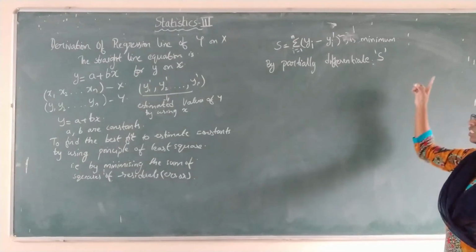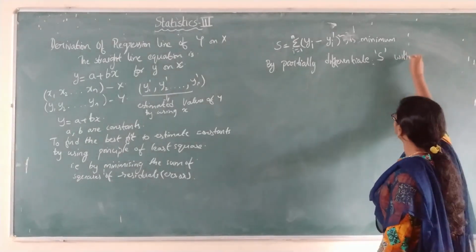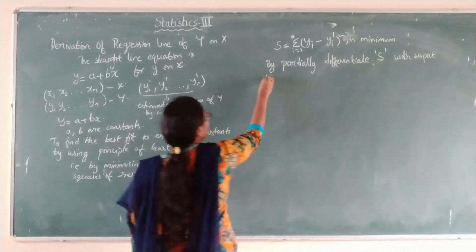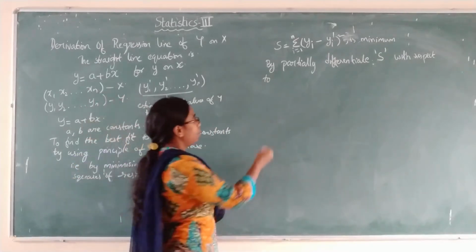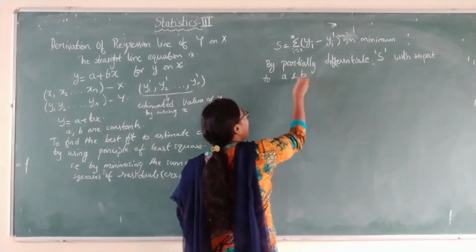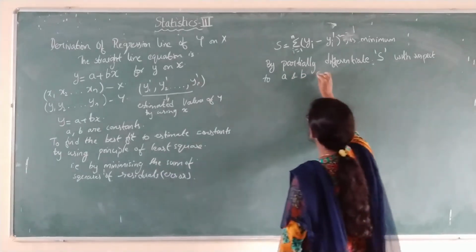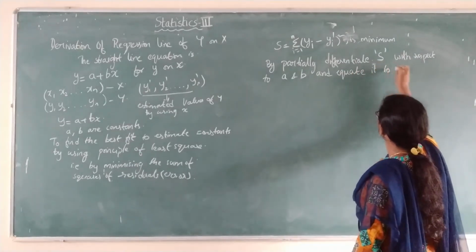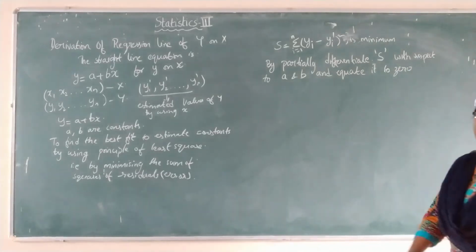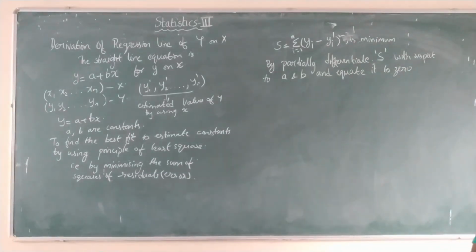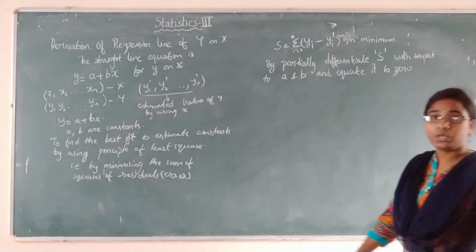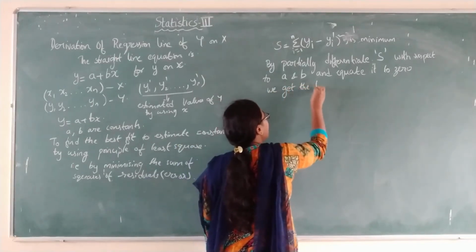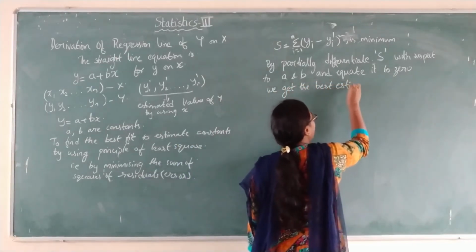So by partially differentiating s with respect to, what will we differentiate with respect to? The constants. What are the two constants here? a and b. So with respect to a and b, and next what do we do? We equate it to 0. So by partially differentiating s with respect to the constants a and b and equating it to 0, we get the best estimates of a and b.